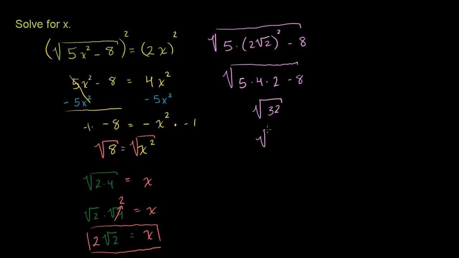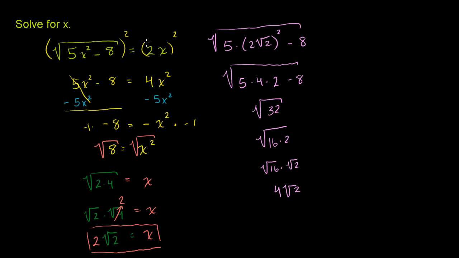The square root of 32 is the same thing as the square root of 16 times 2. The square root of 16 is 4. So this is the same thing as the square root of 16 times the square root of 2, or 4 square roots of 2. So that's what the left-hand side simplifies to. Remember, the original equation didn't have these squares here. So the left-hand side just simplified to 4 roots of 2. Let's see what 2x simplifies to.